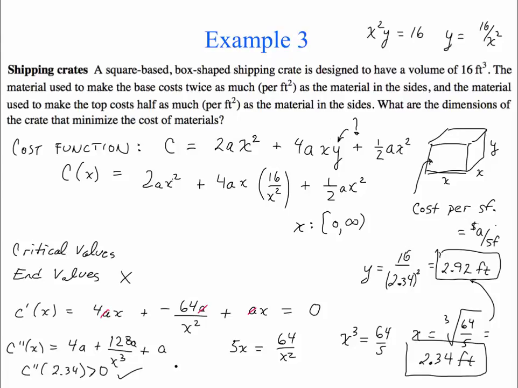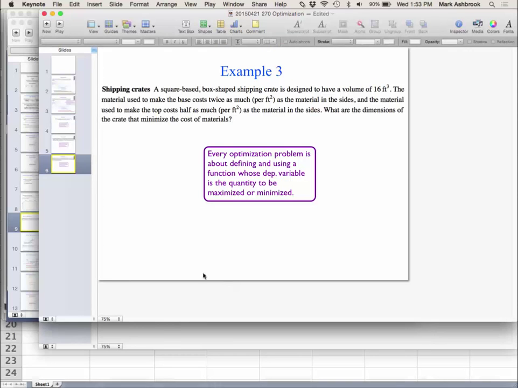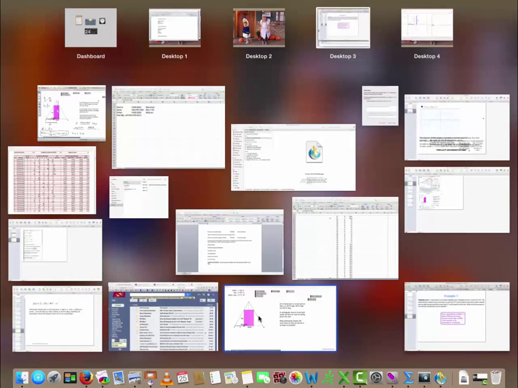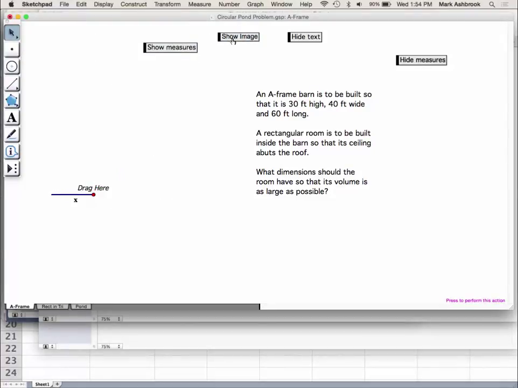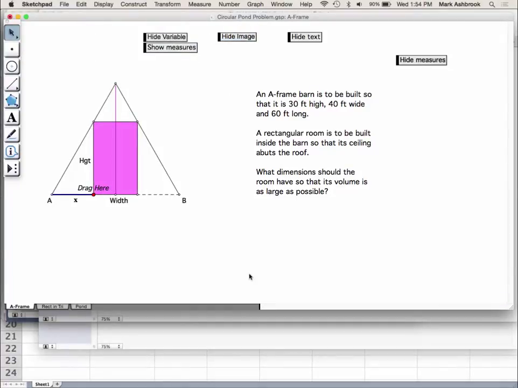Okay, let's try another one. Okay, so here's one. An A-frame barn is to be built so that it's 30 feet high, 40 feet wide, and 60 feet long. Okay? A rectangular room is to be built inside the barn so that its ceiling abuts the roof. What dimensions should the room have so that its volume is as large as possible?